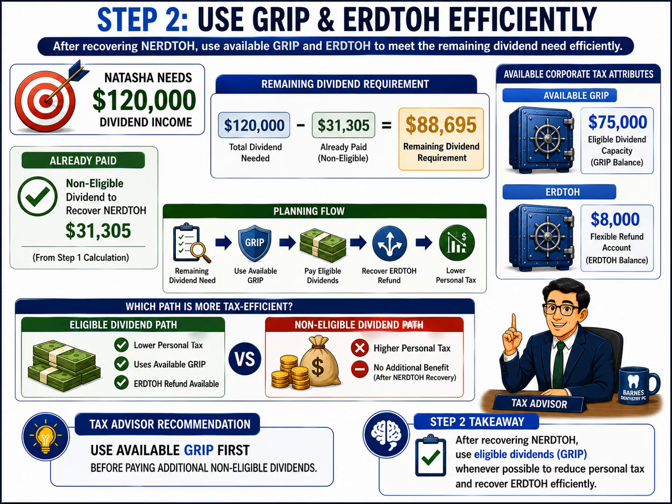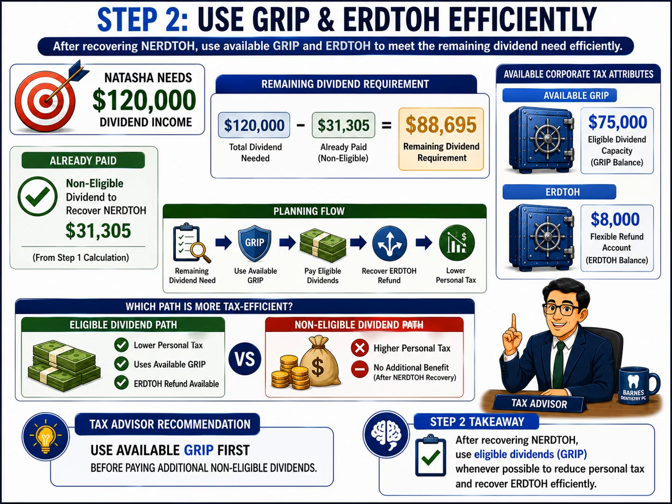After NERDTOH has already been recovered, paying additional non-eligible dividends often results in higher personal tax without providing significant additional planning advantages. That's why the tax advisor's recommendation is highlighted at the bottom of the slide. Use available GRIP first, before paying additional non-eligible dividends. This is a critical planning principle.